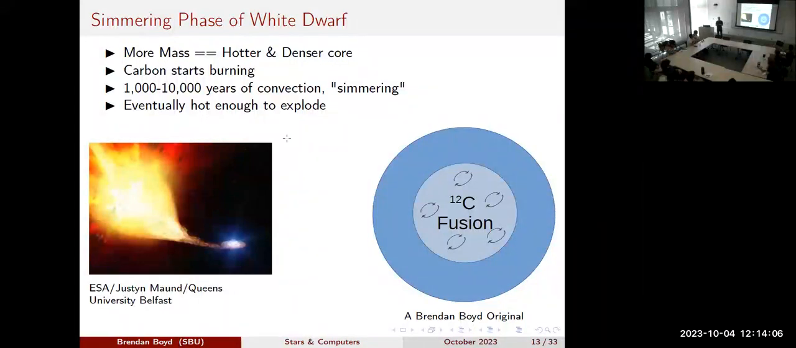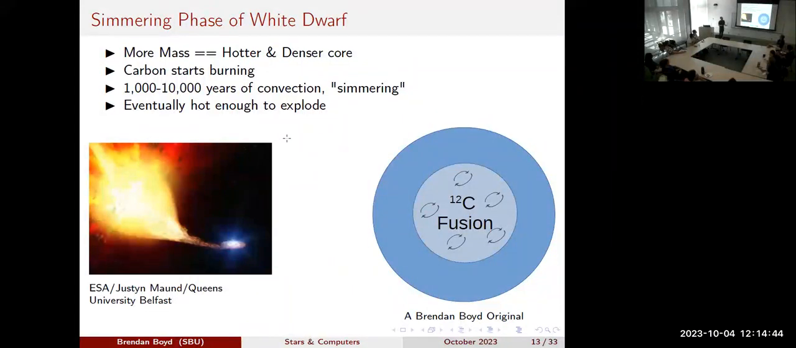And the beginning of this burning isn't actually going to be our explosion. For a while, this is just going to be relatively small amounts of burning. We call this the simmering phase. And all that this is going to do is start to drive convection in the center. So a lot like if you just put a pot of water on a burner, it's going to start causing all the water to move around and you get some sort of boiling thing happening here. So this is going to go on for about 1,000 to 10,000 years.